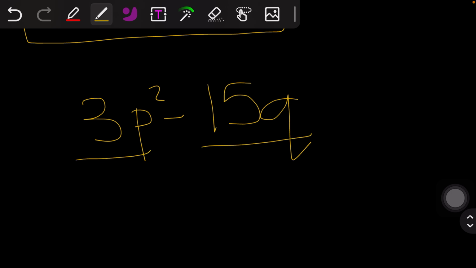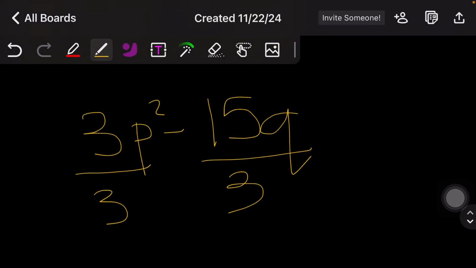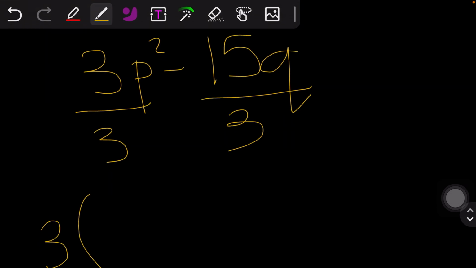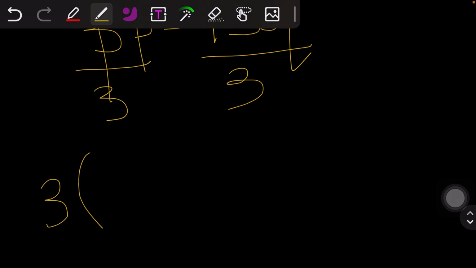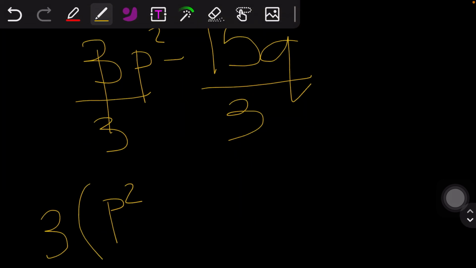I can see that we can take a 3. We can divide both of these terms by 3. So we're going to put 3 on the outside of the parentheses, or the brackets. After we do that, it's going to leave us with p squared minus 15 divided by 3, which is going to be 5q.